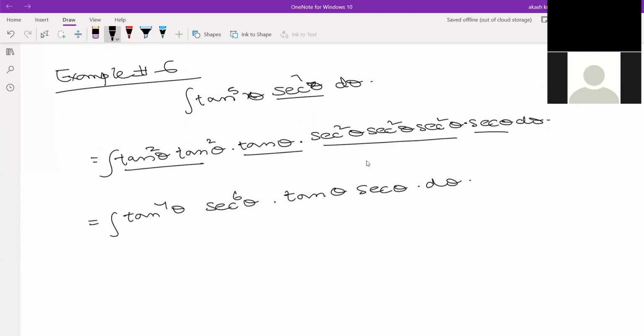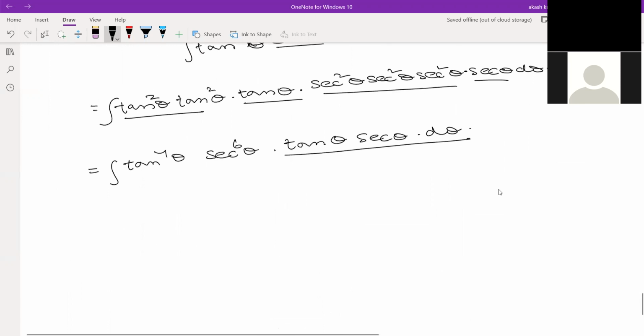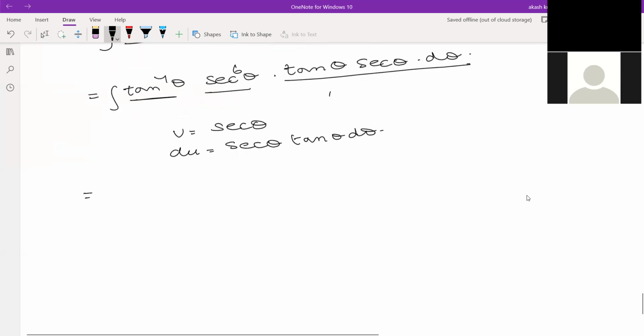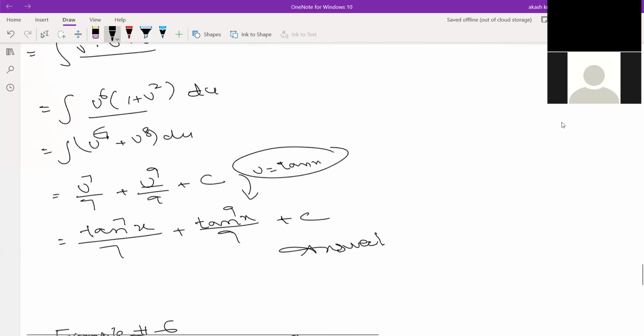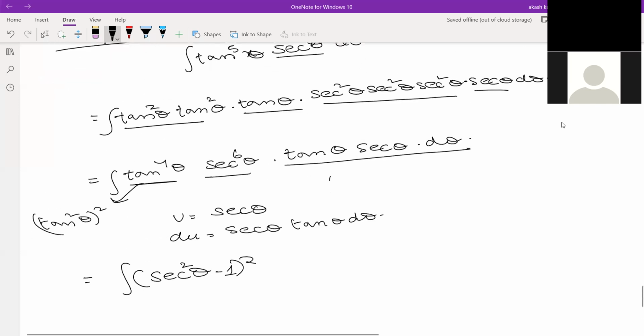We know that this is the derivative of sec theta. So now my u substitution should be sec theta. When I differentiate it, it gives me sec theta multiplied with tan theta d theta. So everything should be in terms of sec theta. I need to convert tan^4 theta into sec theta. Can I write tan^4 theta as tan square theta whole square? Yes. And I know that tan square theta is equal to sec square theta minus 1. So it will be sec square theta minus 1 whole square and sec^6 theta.